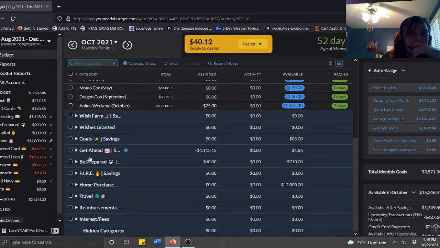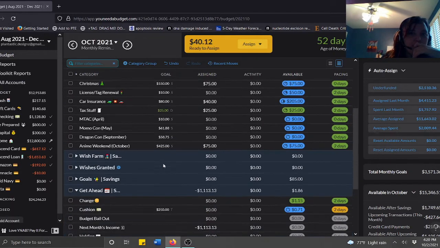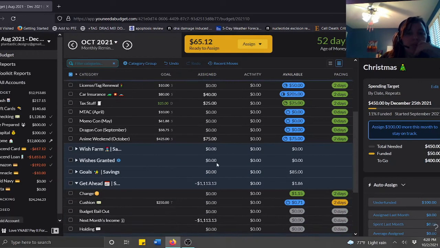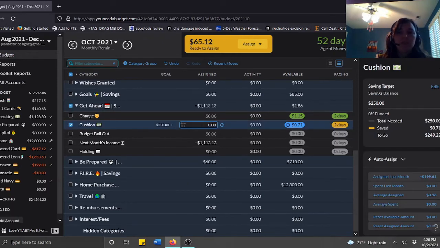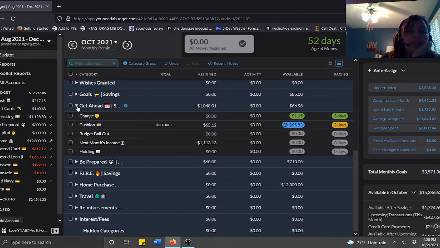I don't want to put anything in there right now. Do I want to put all 75? Let's just do 50. And we'll do the cushion. We'll just put the rest in cushion. Build that back up. Because my goal with this is I want to get it to 250 and keep it at 250, no matter what. That way it's just like extra padding in my savings or my checking account.